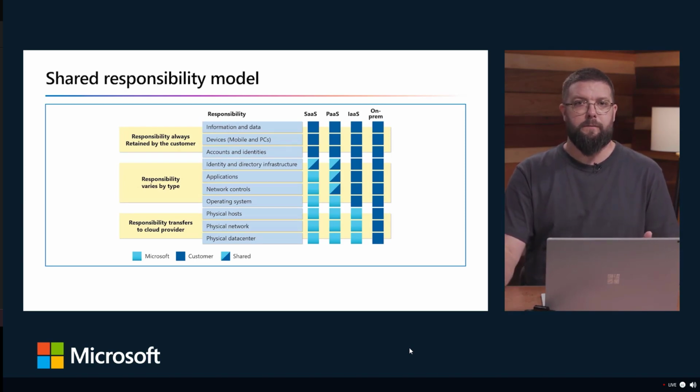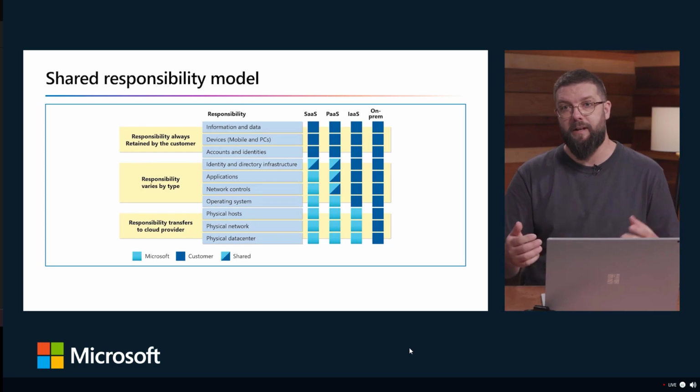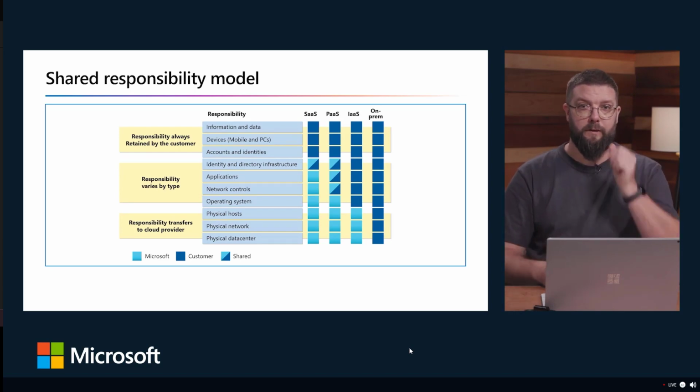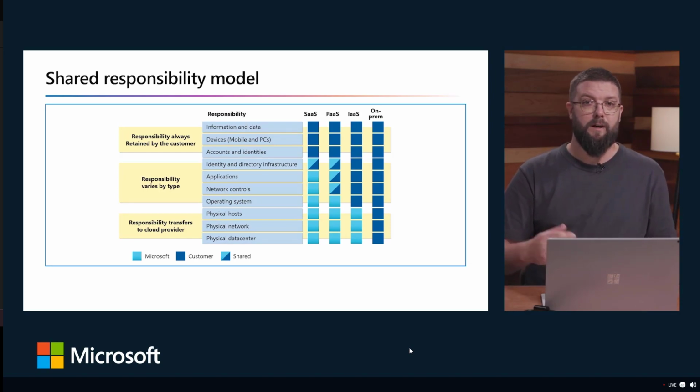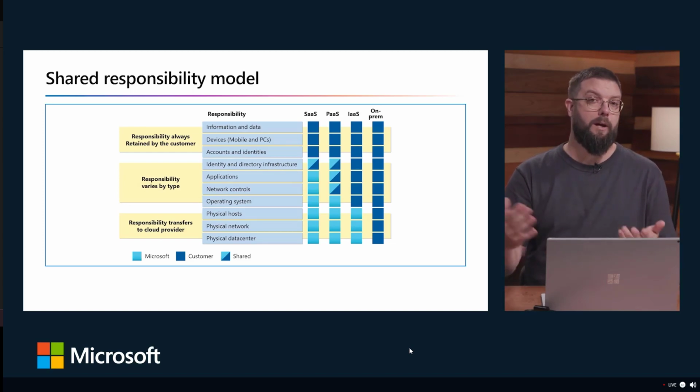So for SaaS, such as Microsoft 365, Microsoft is responsible for most of the security aspects, such as the application, the network, the operating system, and the physical infrastructure. The customer is only responsible for their data and the identities, as well as controlling access to the cloud service. For platform as a service, something such as an Azure App Service, Microsoft is responsible for the security of the network, the operating system, and the physical infrastructure, whereas the customer would be responsible for their data and applications, as well as controlling access to the cloud service and configuring their platform settings.